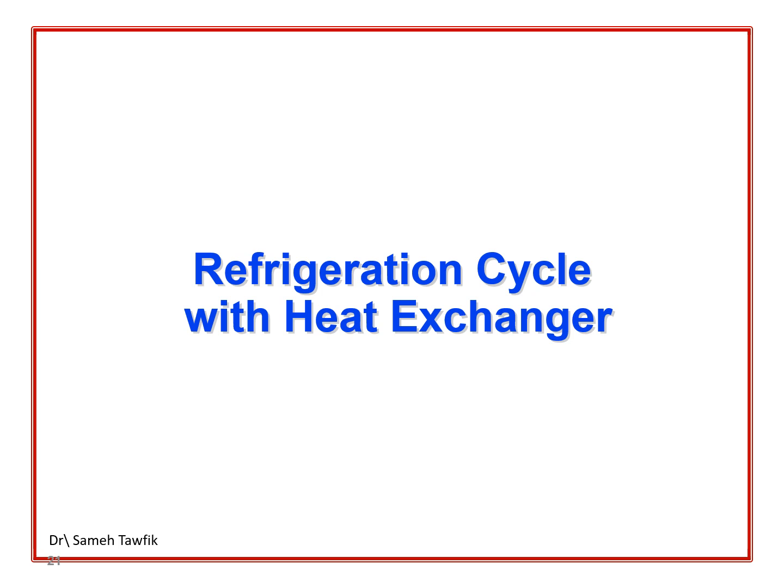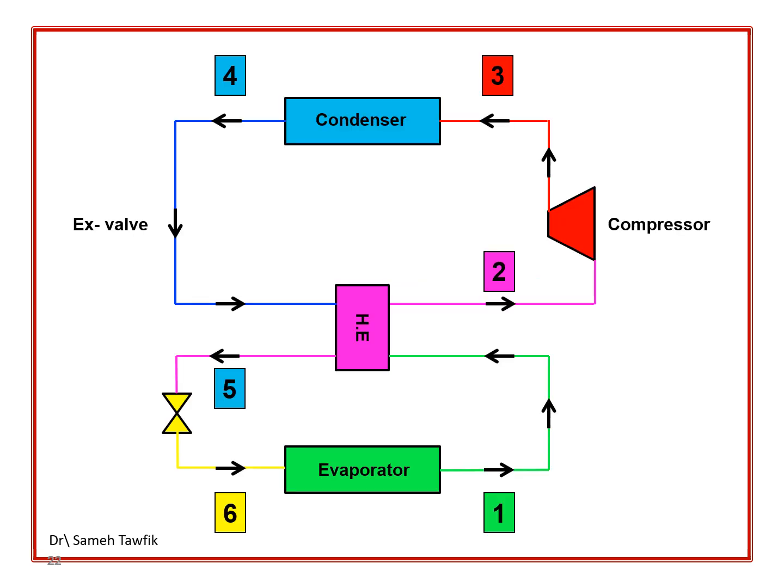Refrigeration cycle with heat exchanger. The provided image illustrates a basic refrigeration cycle with a heat exchanger. The cycle consists of four main components: a compressor, a condenser, an expansion valve, and an evaporator. Refrigerant circulates through the system, absorbing heat from the evaporator and releasing it to the condenser. The compressor increases the refrigerant's pressure and temperature, while the expansion valve reduces them. The heat exchanger, labeled HE, facilitates the transfer of heat between the refrigerant and the surrounding environment. This cycle is commonly used in air conditioning and refrigeration systems.